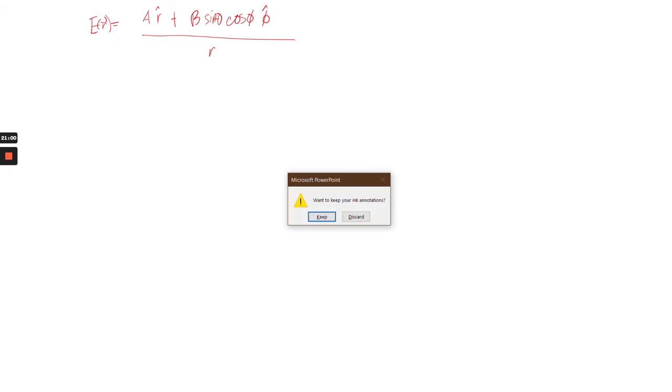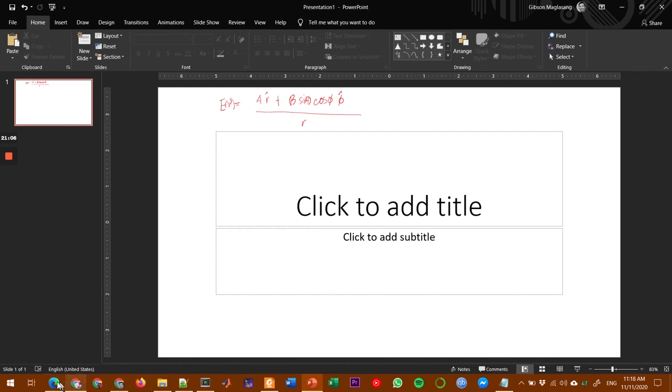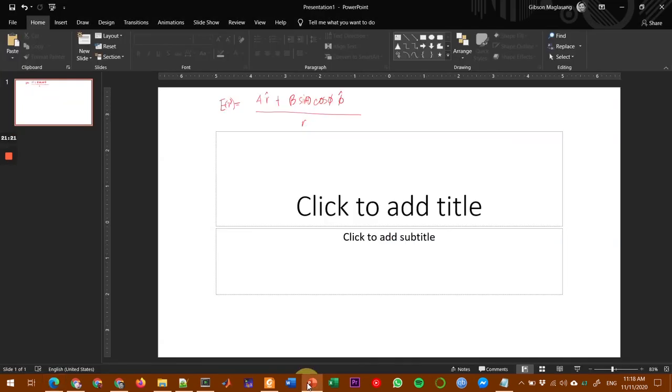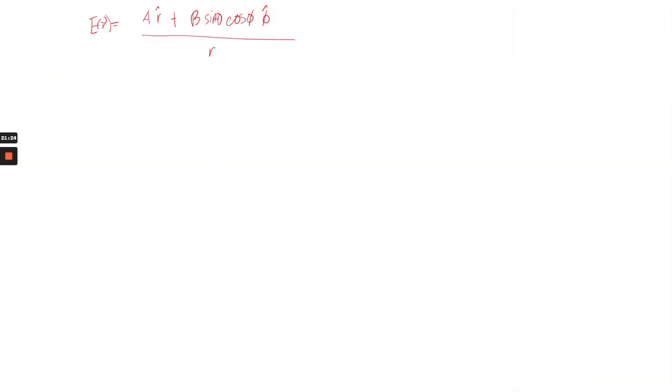Let's go back to the question. Our question is, if the electric field in some region is given by this equation in spherical coordinates, where A and B are constants, what is the charge density rho? Okay, let's go back. The charge density rho can be obtained from the given electric field using Gauss's law in differential form. So del dot E equals rho over epsilon naught. Therefore, we can get rho easily.